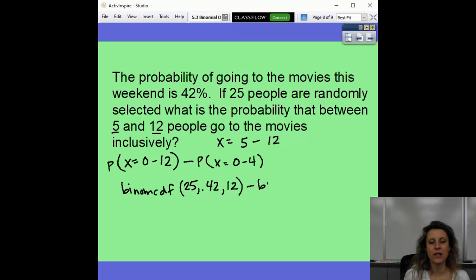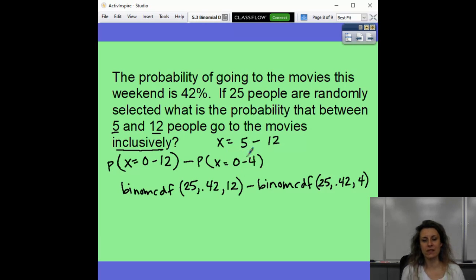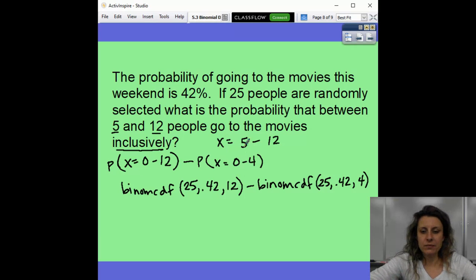I'm going to subtract off another binomial CDF, n stays the same, p stays the same, but now I want to get rid of 0 through 4, so I'm going to tell the calculator 4. I want to make sure that I don't subtract off the 5 because I actually want to include the 5. Remember, it said inclusively. So if we want to include the 5, we only want to get rid of 0 through 4 in this case. Okay, let me go ahead and calculate that, and this will conclude the notes for today, excuse me.